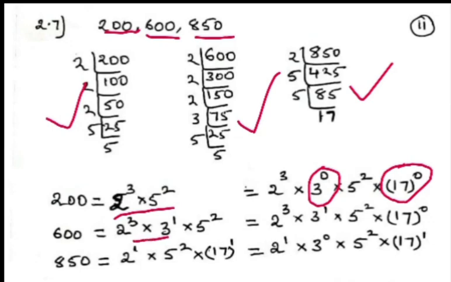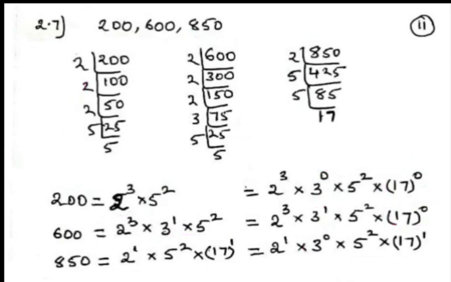Here in this product 17 is a missing prime number, so we note down 17 power 0. Here in this product 3 is missing, so we note down 3 power 0. 3 power 0 is 1, and 17 power 0 is also 1. When a number is multiplied by 1, there will be no change in the value.